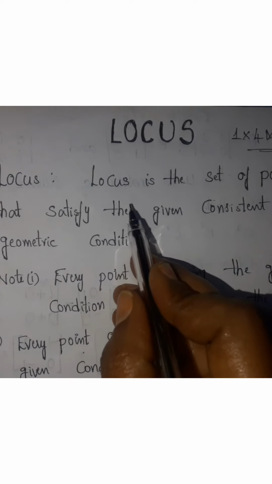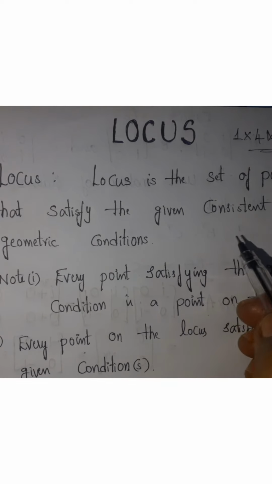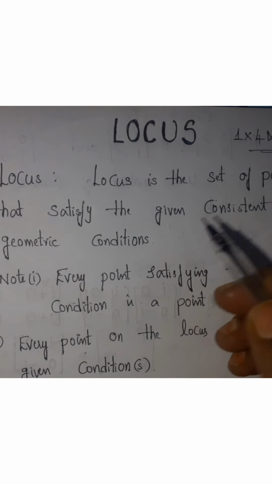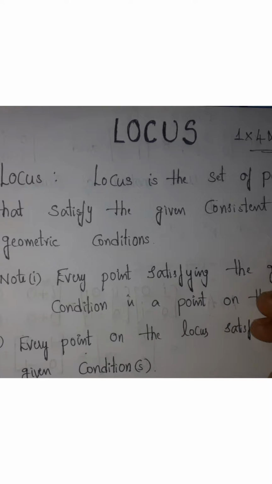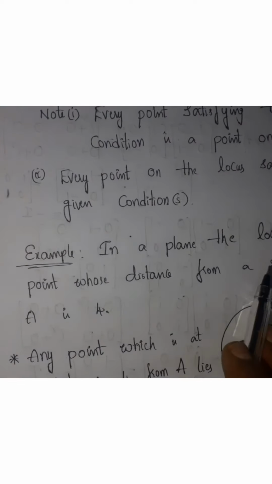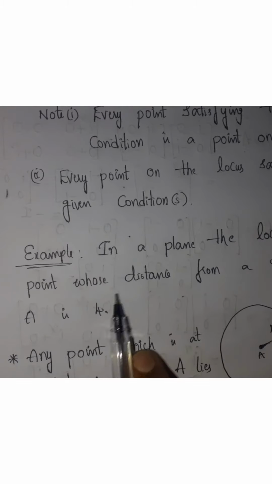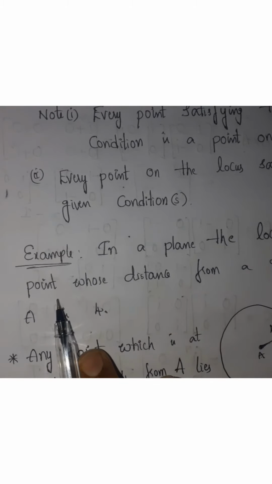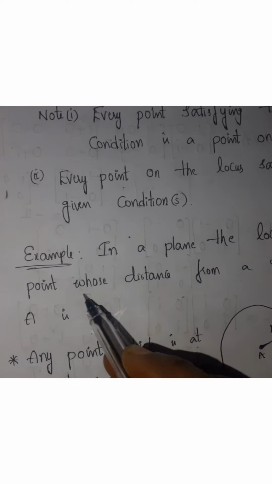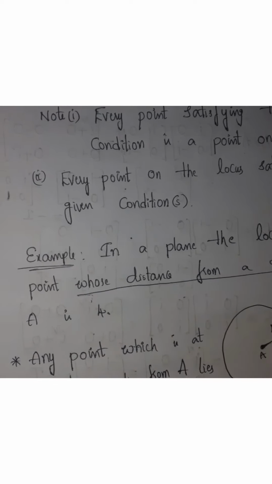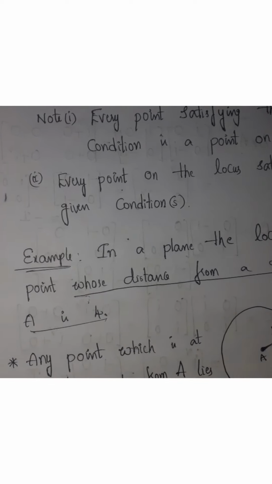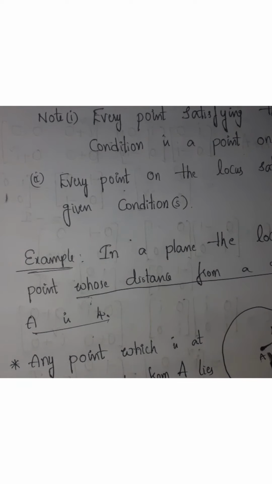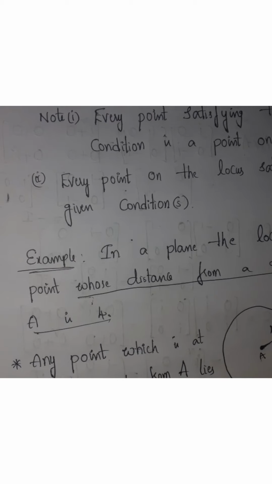Okay, locus. Locus is nothing but a set of points, a collection of points that satisfy the given condition. Let us see one example first. For example, in a plane, the locus of a point whose distance from a given point A is 4. I am taking a point A and at distance 4 I am taking a point B. Now we have to find the locus of this point.